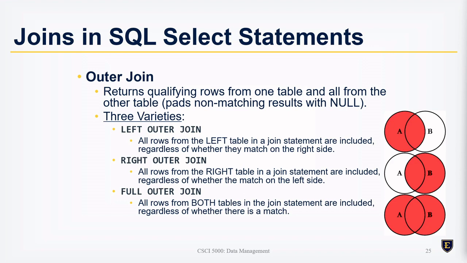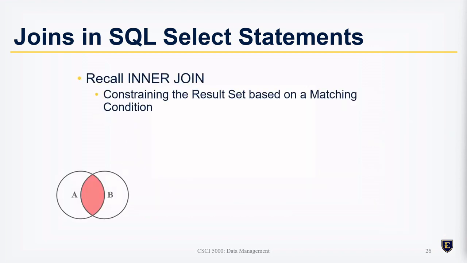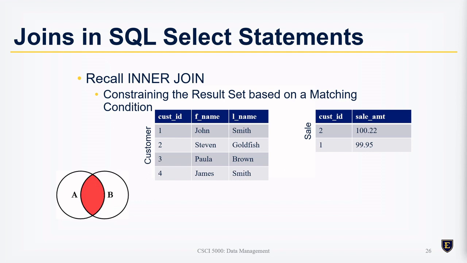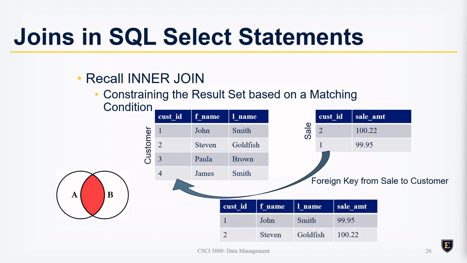So let's take a look again at the inner join, because this is a good starting place here. If we have a foreign key between two tables, customer and sale, where the sale is pointing to the customer, and we do an inner join, then it would only return those that have a match. Notice that Paula Brown and James Smith do not have any sales in the database.